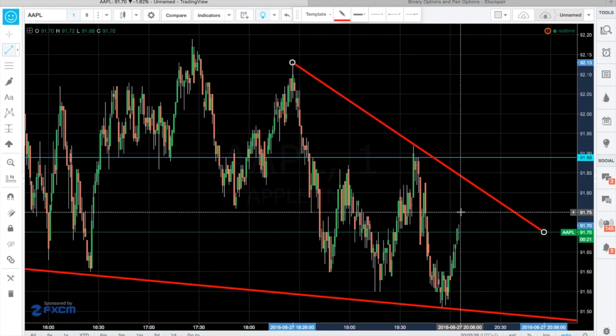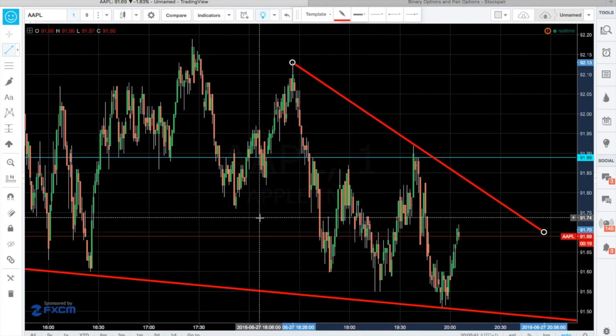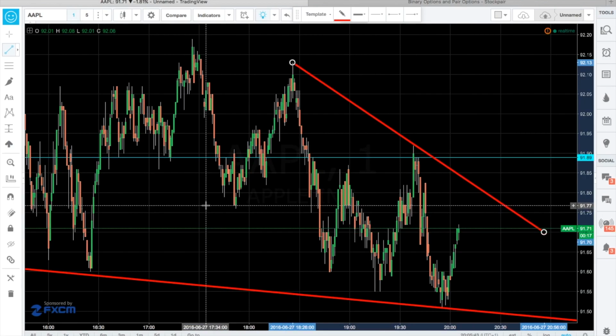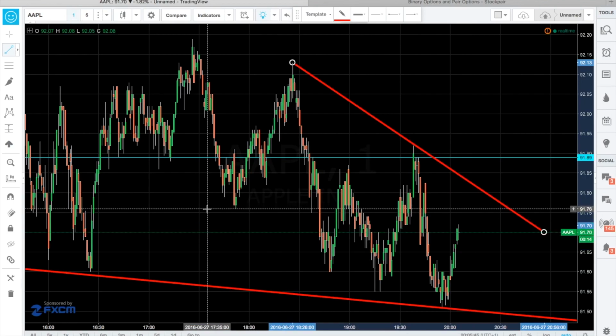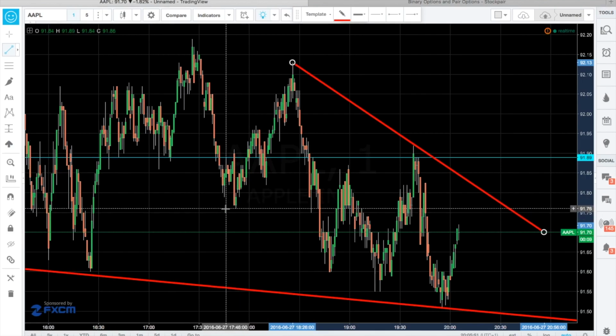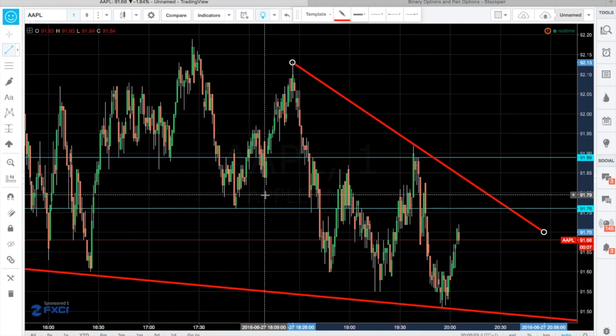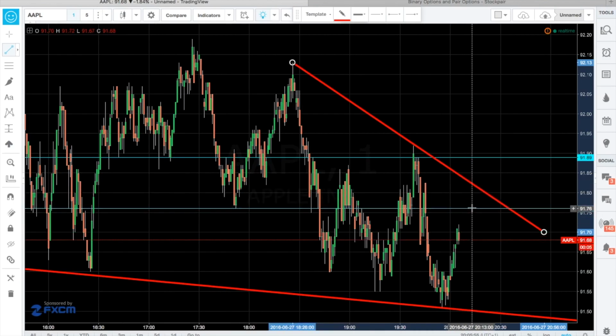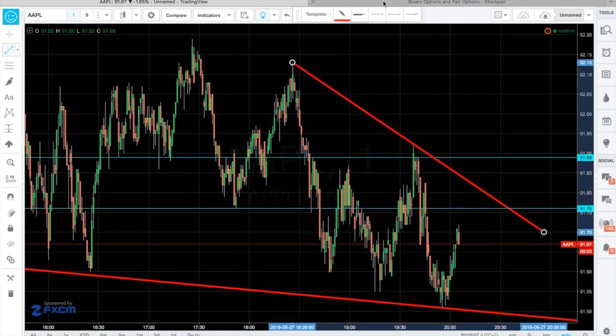So what we can do, we can look back at resistance areas. So we can see here, it's hit this and the candle's pointed down. And if you look back, it's also hit here. What we do, we just put a horizontal line like that. Wait for it to hit this line. When it hits the line, we're going to put a sell in for Apple. So we'll go 91.76.